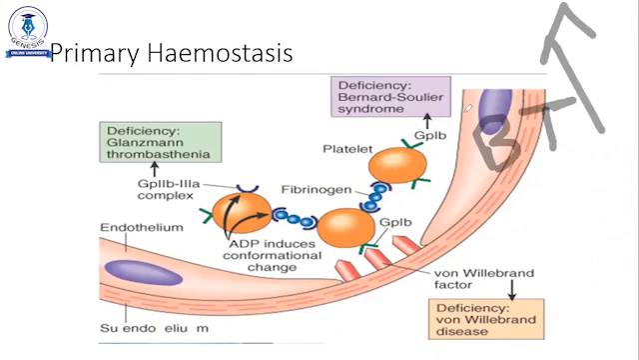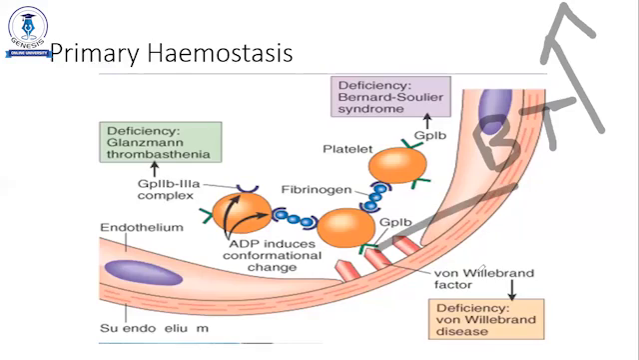Now another common disease is called von Willebrand disease. In von Willebrand disease, there will be von Willebrand factor deficiency. So what is the function of von Willebrand factor? It attaches with the platelet by the Gp1b receptor. So the platelet will not get attached. So which time will be prolonged? The bleeding time will be prolonged. So in von Willebrand deficiency, the bleeding time will be prolonged.